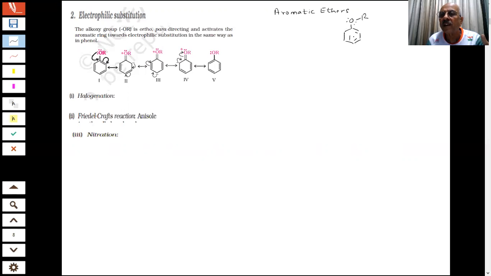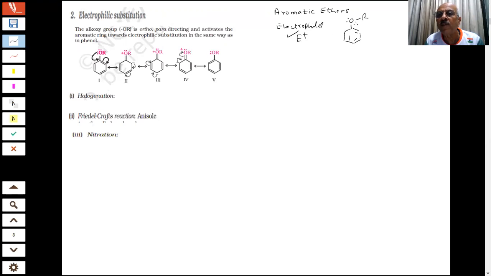Which reagent will attack? Attack if electrons are there. Electrophiles. And electrophiles are those which have positive charge, students. They will attack where there is more electron density. Yes or no? Tell me, where is more electron density? There the E plus will attack.